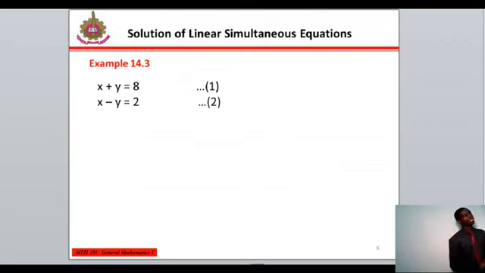Let's consider this equation in the example. x plus y is equal to 8 and x minus y is equal to 2.